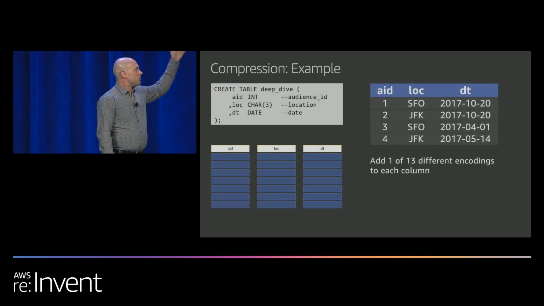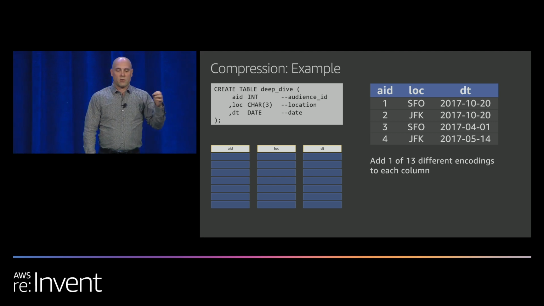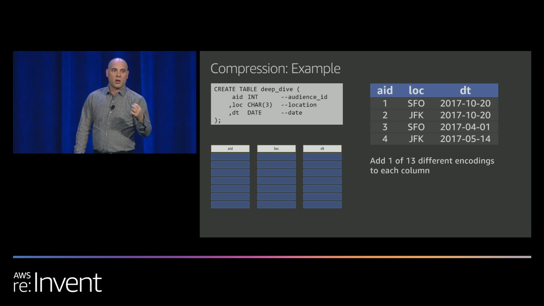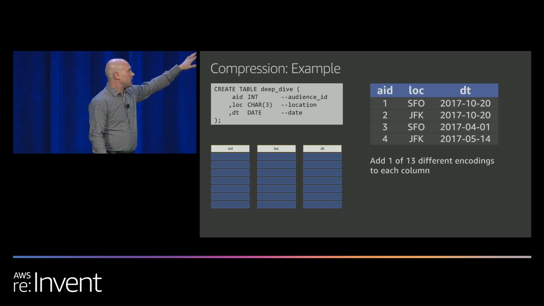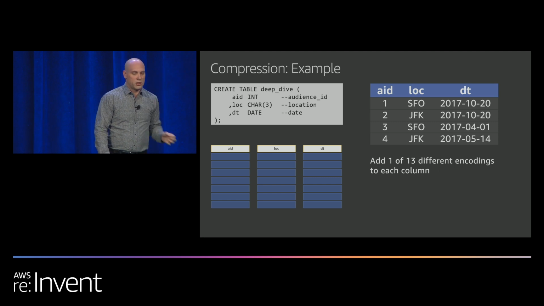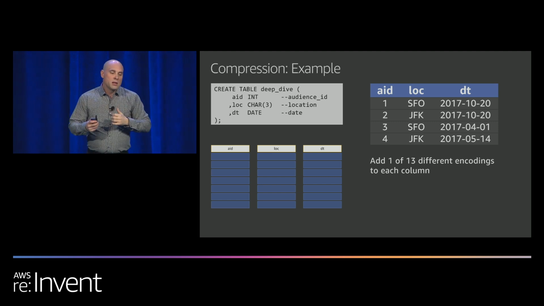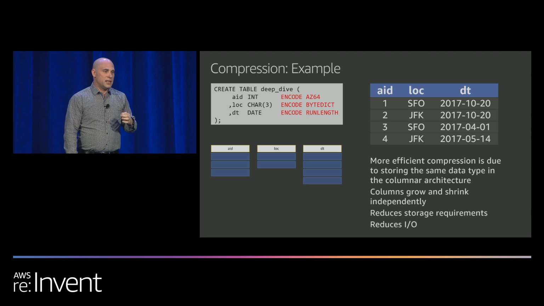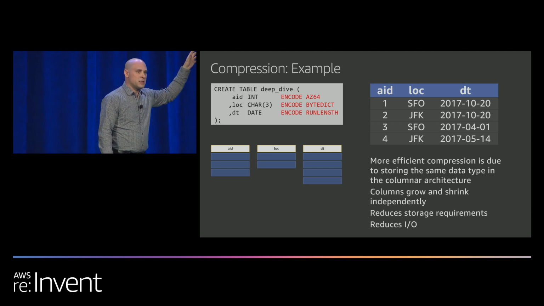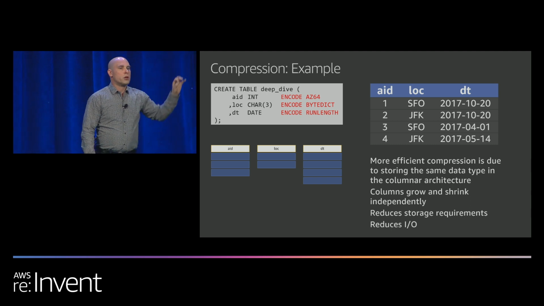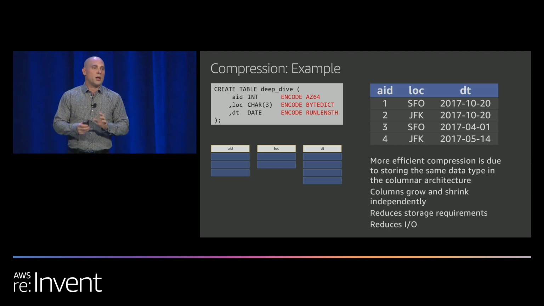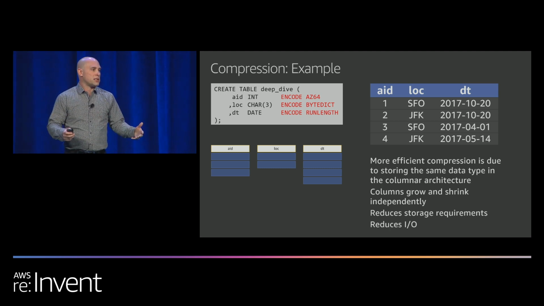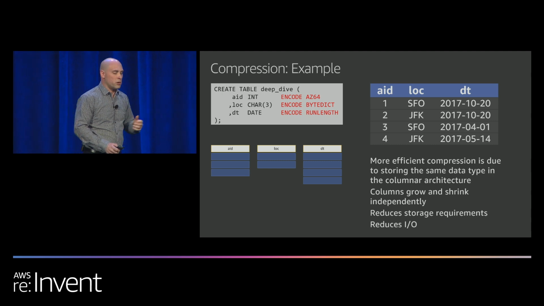Just as an example, the same deep dive table, the same sample set of rows. There are one of 13 different encoding or compression types. I'll use the two terms a little interchangeably. And we have these blocks here for that table. So if I were to modify the DDL here for this table, and you can see the encode statements up there in red, you can see that each column shrunk independently from one another. So that means that the compression is applied column by column rather than across the whole table. And we're able to do that because it's a columnar storage engine.